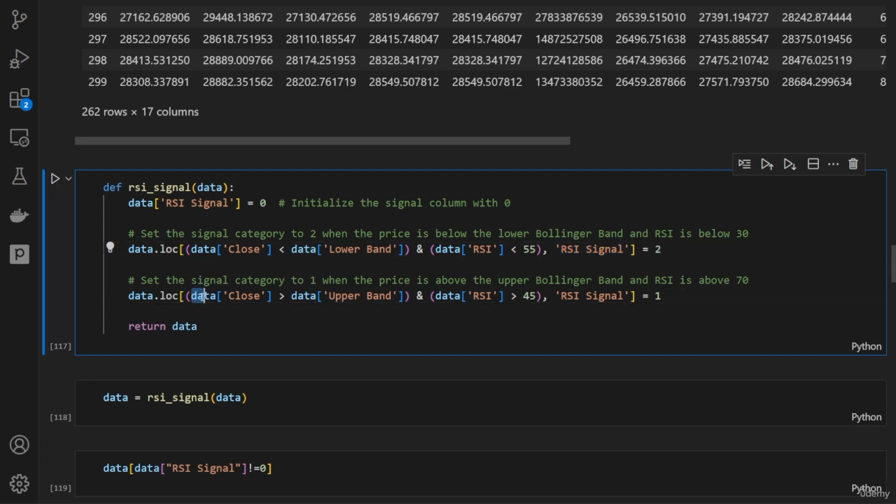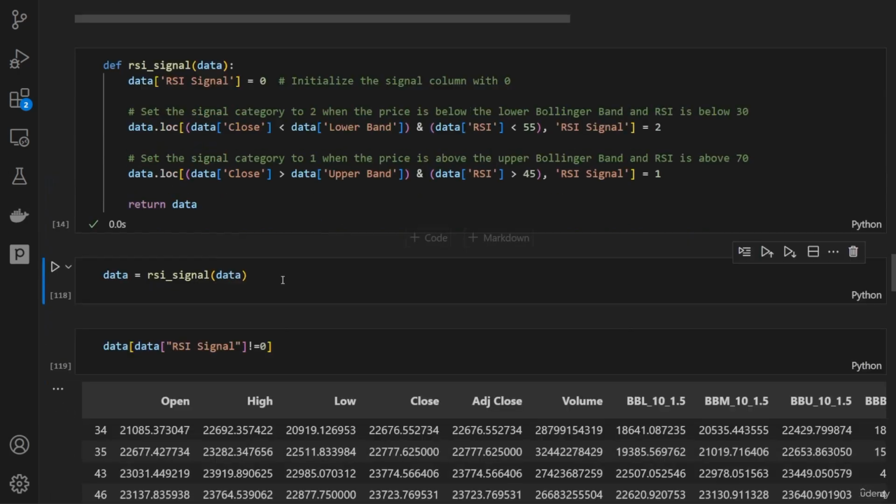In the opposite direction, if we have a closing candle above the upper band and at the same time an RSI value above 45, so not going too much in a downtrend. The RSI can show the trend strength sometimes. If the RSI, for example, is below 20, this indicates that we have a very strong downtrend. We're trying to look for some specific values of the RSI. And in this case, if these two conditions are verified, then in the RSI signal column, we're going to insert 1. So this is our shorting indicator. And we're going to return the data frame with these signals.